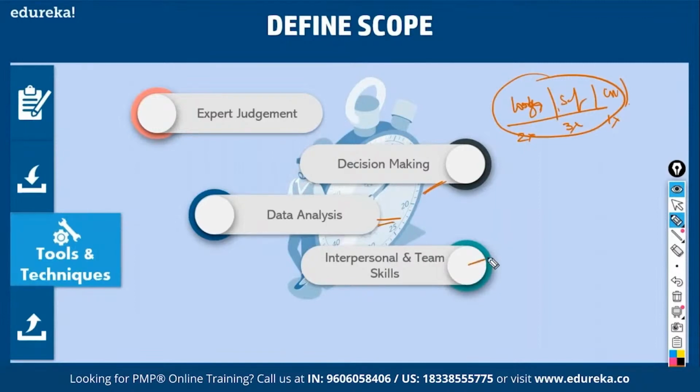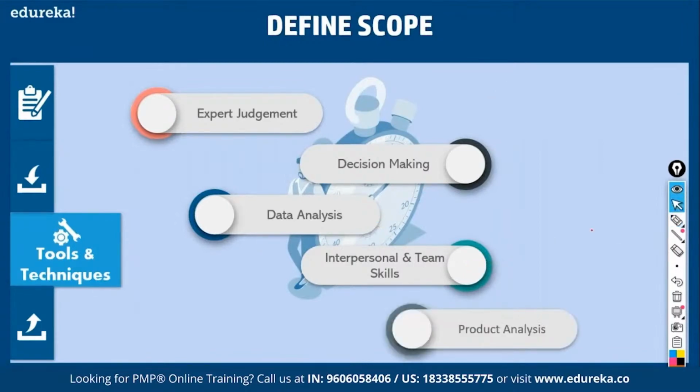Then interpersonal and team skills. A lot of times while defining scope, you'll be meeting with cross-functional experts: people from design teams, technology teams, business teams, operations teams, marketing teams. You need to make sure all of them come to an agreement on all the product-based decisions. So as a project manager, you need to have a lot of facilitation skills and soft skills. Then product analysis.